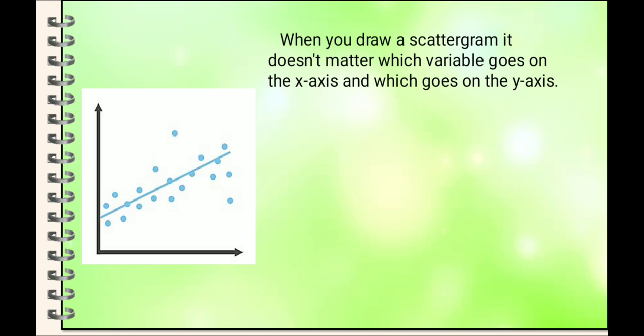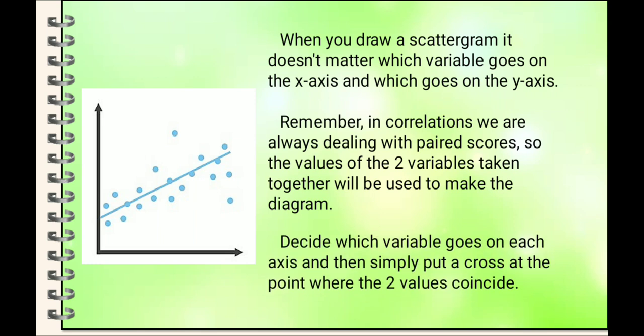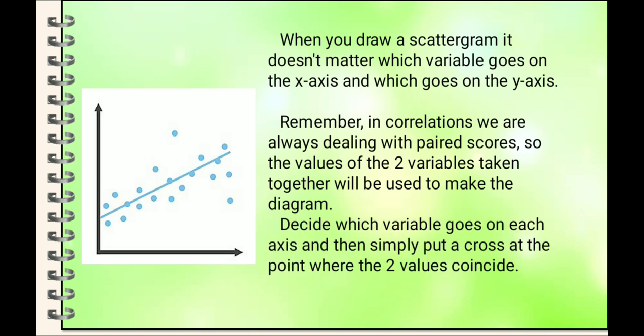When you draw a scattergram, it doesn't matter which variable goes on the x-axis and which goes on the y-axis. Remember, in correlations, we are always dealing with paired scores. So the values of the two variables taken together will be used to make the diagram. Decide which variable goes on each axis and then simply put a cross at the point where the two values coincide.